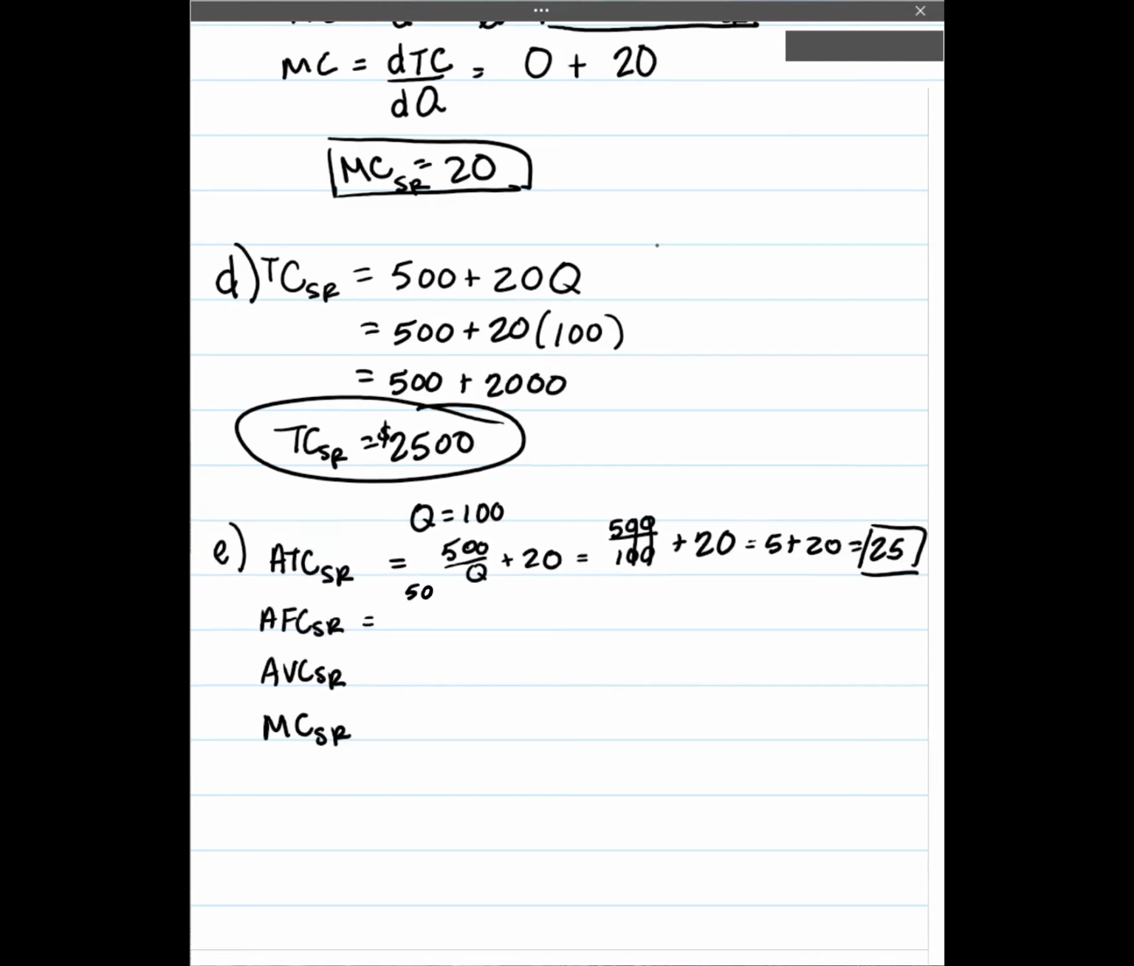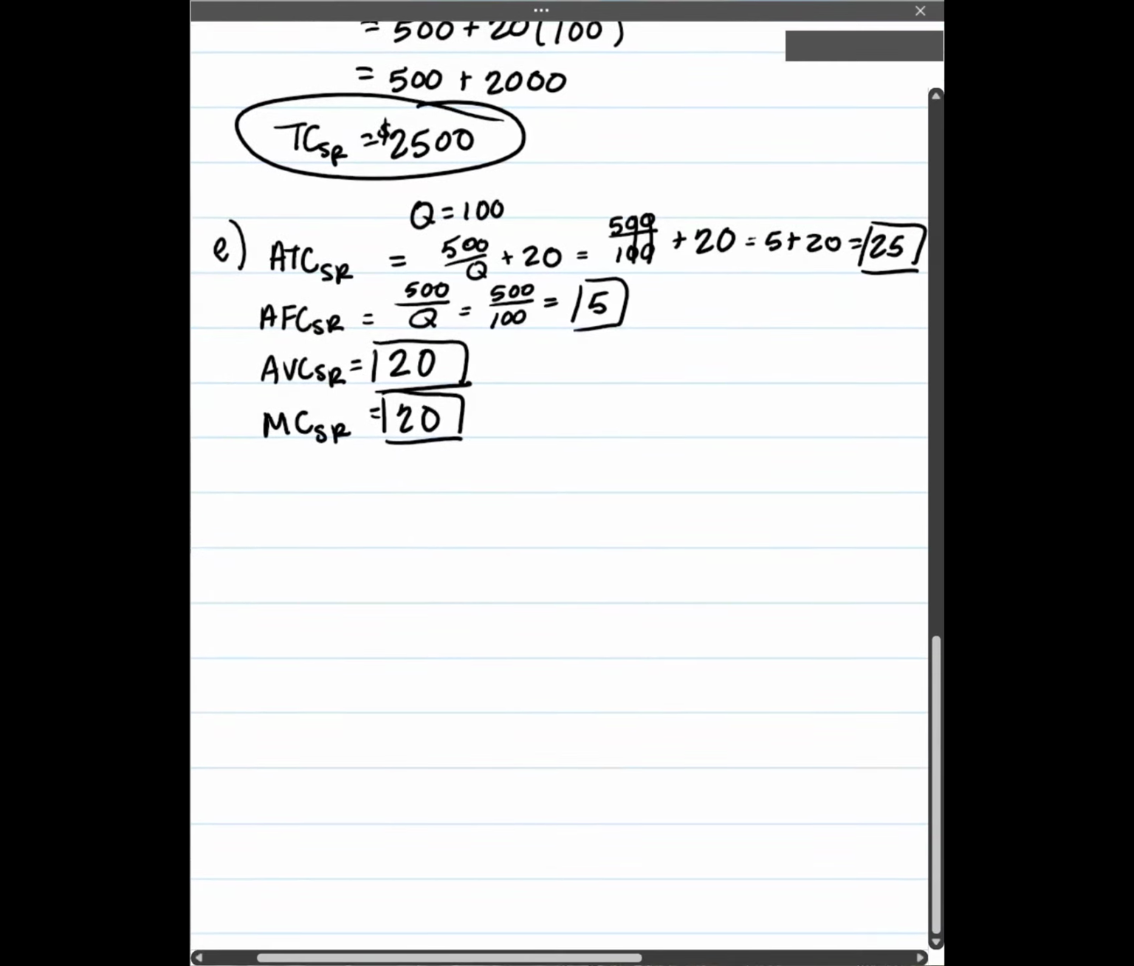Average fixed costs we had at 500 over Q. So substituting 100 for Q, we get 500 over 100. That's going to leave us with 5. And then average variable costs we found were constant at 20. So it doesn't matter how much the firm is producing, they're always going to be 20. And then the same thing for marginal costs, right? They're constant at 20. So regardless of how much the firm is producing, those marginal costs are constant.